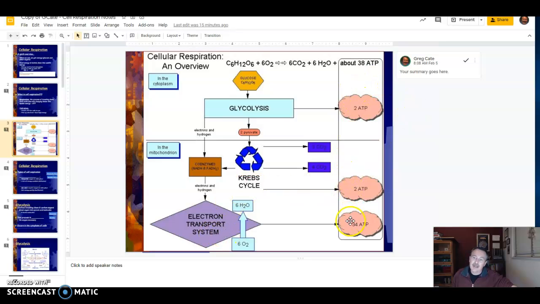On the right-hand side, it does break down how many ATP are made at any one particular area. So I want you to write a summary about that on the right side here or at the bottom also. Basically, how much ATP is made by glycolysis? How much is made in the Krebs cycle? How much is generated in the ETC?